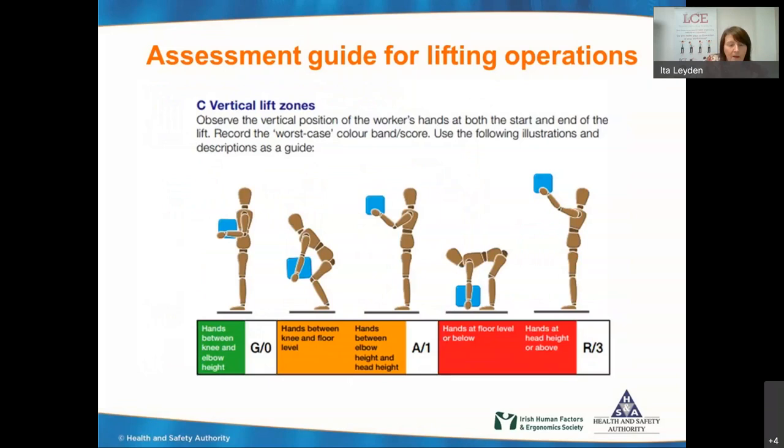Then we look at the vertical lift zones. So here we'll see if the hands are between knee and elbow height, it's a green and a 0, and they go into the columns. If the hands are between knee and floor level, or between elbow height and head height, then it's an amber and a 1. And if the hands are at floor level or below floor level, or above head height, it's a red 3.